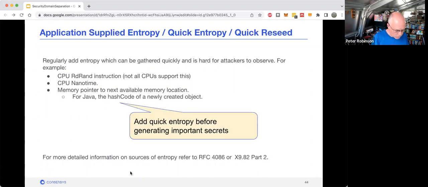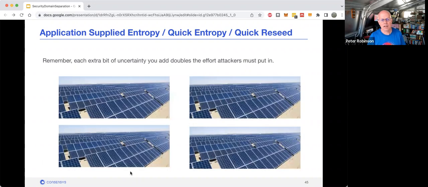And what's useful to do as well is, before you're creating any important secret, you add a bit of quick entropy. So you gather this quick entropy and then you add it to the PRNG to make it harder for attackers to understand what the future value is. And remember that each extra bit of entropy that you add doubles the effort of the attacker.